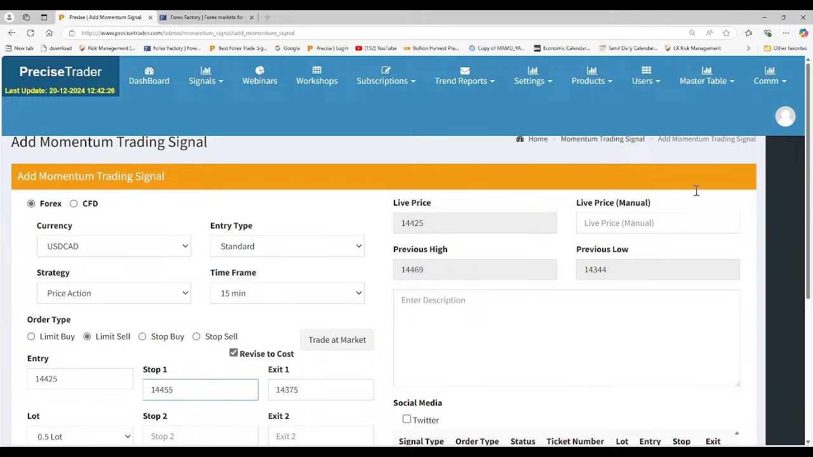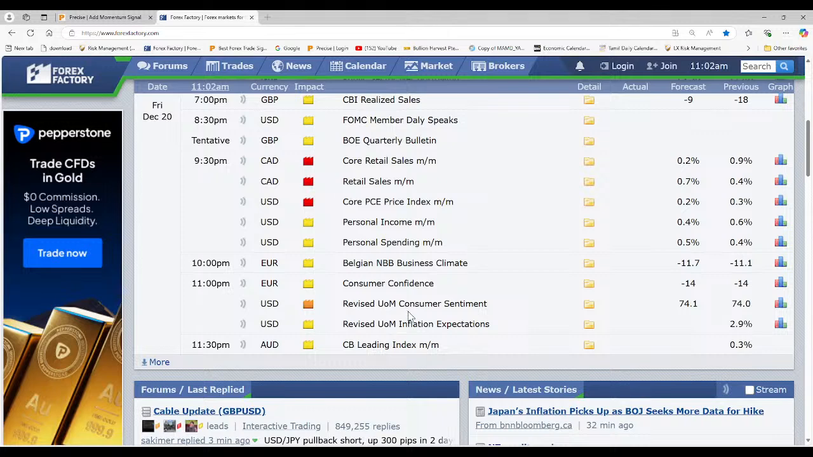Hold on, give me a minute. Oh yeah, tonight we have Canadian core retail sales. That might be one of the clues for this market to maybe turn around, because I think the market is expecting retail sales month on month to be more than the previous month, which means the market is expecting good data.